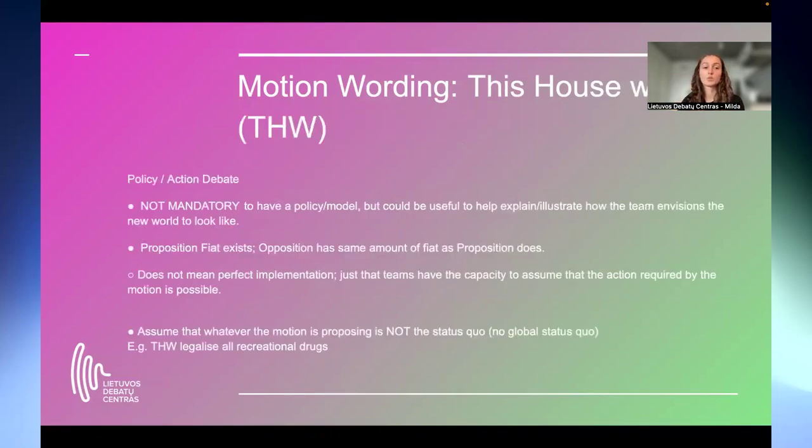The second type is "this house would." If you see "would," it means that you're going to change something, like a policy. It's not mandatory to have a policy model, but it definitely is very common. Almost all teams do have models in "this house would" debates. And that proposition fiat that we talked about is very important here. For example, this house would legalize all recreational drugs. Very basic, foundational "this house would" motion.